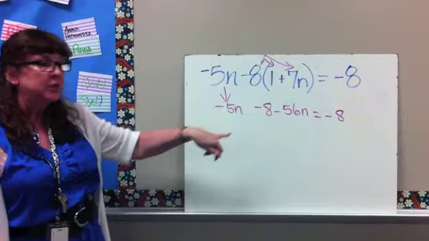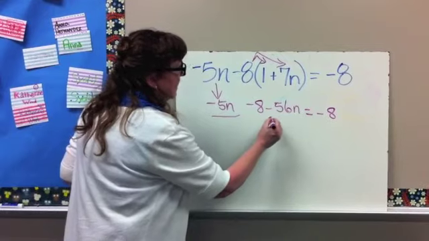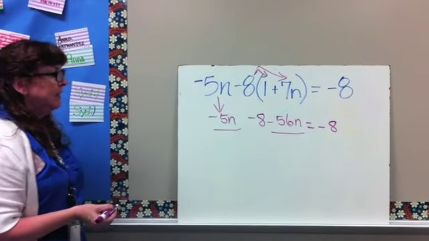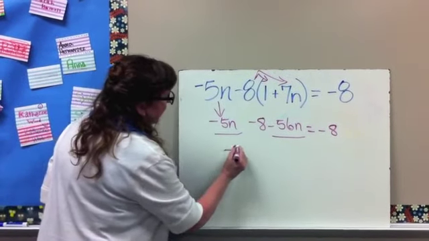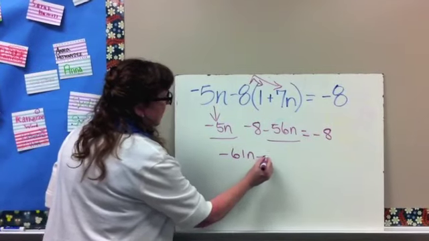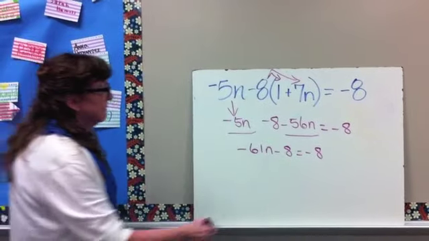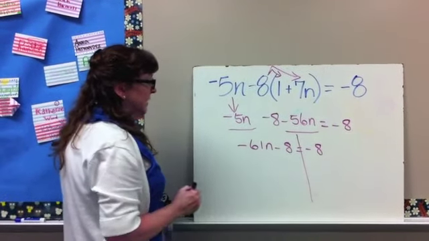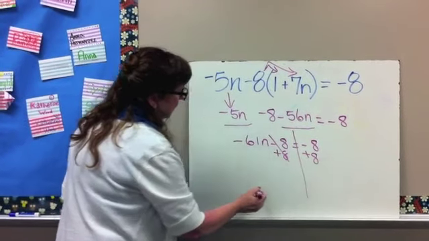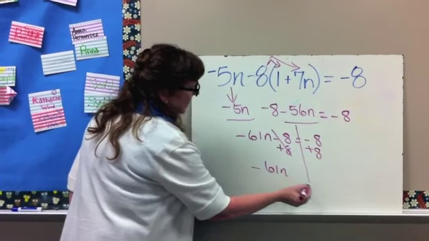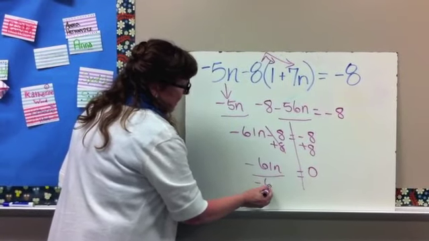Now I can combine some like terms if you remember that. I've got this negative 5n and negative 56n. Put those together, and I get negative 61n. So I have negative 61n minus 8 equals negative 8. Now I'm back to my two-step equation. I'm going to line down my equal sign. I'm going to add 8 here. It's gone. Add 8 over here. Negative 61n equals 0. I'm going to divide by negative 61.